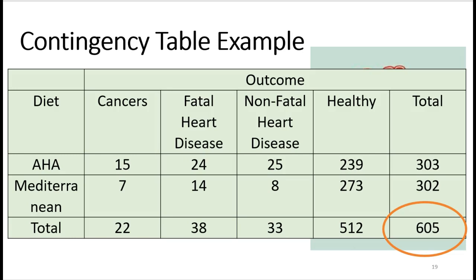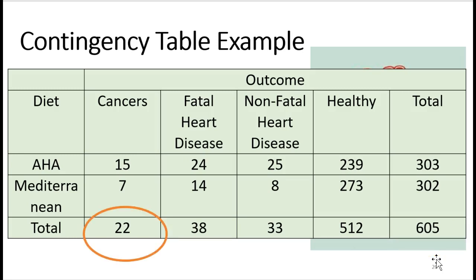In order to determine how many people were in the study, we can use the two totals. Notice this total column here and the total row along the bottom. This column tells us about the totals of people that ate the two diets, whereas the total row on the bottom tells us about the total people that had each of the health outcomes. The bottom right-hand quarter tells us the totals of people overall, and so notice in this case there were 605 total people in the study.